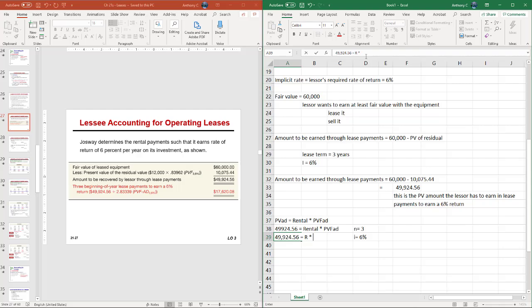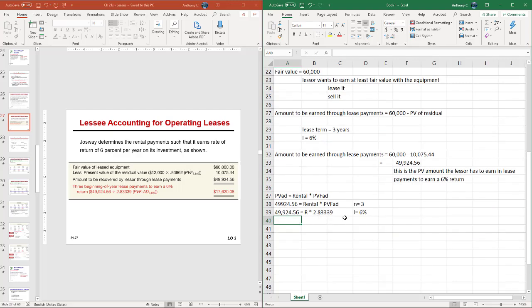And if we look that up, we'd find the present value factor is 2.83339. So from here, to solve for the rental, we just divide both sides by the 2.83339. And we'll find out the annual rental payments must be equal to $17,620.08.